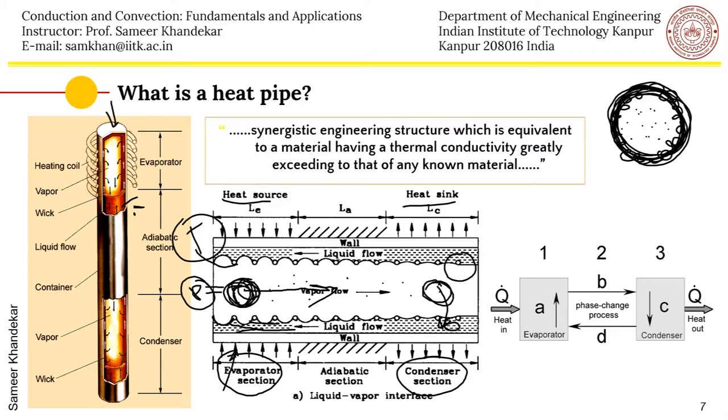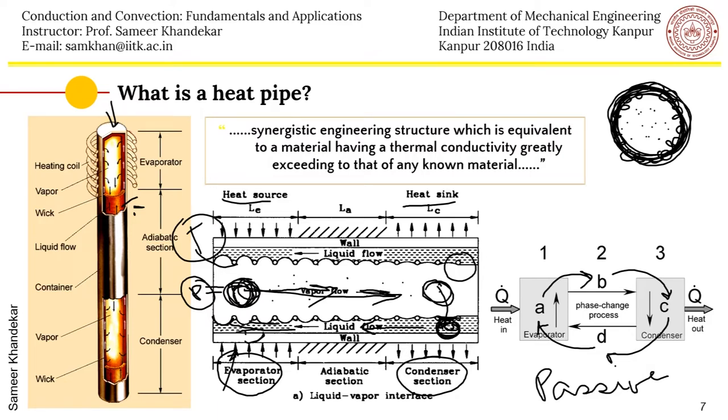And then, since the liquid pressure here is higher than the liquid pressure here, there is a capillary pressure difference, and therefore the liquid will come back passively to the evaporator. So you can see here A to B, there is a phase change process, then B to C, the vapor goes to the condenser, then it condenses, and then again it comes back. So in this way, a passive system is generated, in which the pumping of this fluid, the vapor towards the condenser and the liquid from the condenser to the evaporator, is brought about by the capillary pressure delta P. Capillary, because of the capillary wick which we have introduced on the circumference inside this heat pipe.